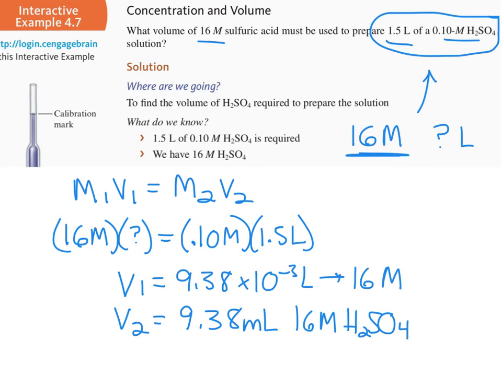And if I was making the solution, I would want to use 9.38 milliliters of 16 molar H2SO4, and I would put that in an Erlenmeyer flask like we did in the lab, or if I had a volumetric flask, that would be ideal. And then I would fill the rest up with distilled water, and I would fill it up to the 150 milliliter mark. And then I would have my solution made.